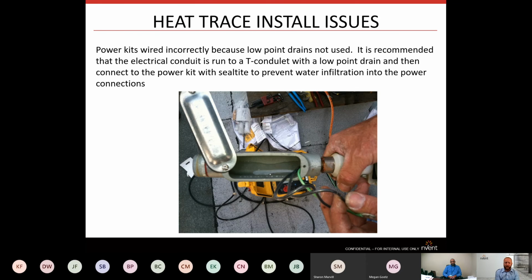And important as well, as I discussed, I like to have an understanding of all the way back from the transformer all the way to the end seal and everything. Low point conduit drains are extremely important because everything is ground fault protected.